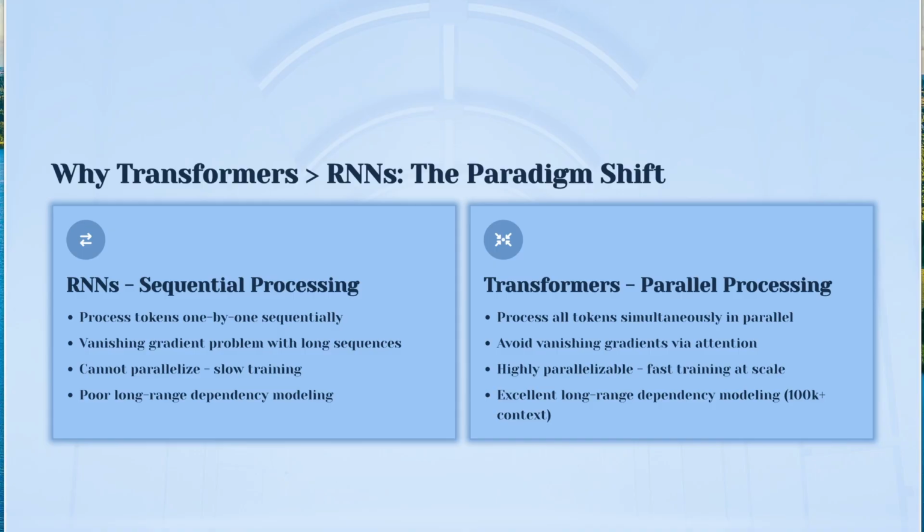Because computation is highly parallelizable, transformers train much faster at scale, especially on GPUs and TPUs. And most importantly, self-attention allows transformers to model long-range dependencies extremely well, even across tens of thousands or more tokens in modern systems. This shift from sequential recurrence to parallel attention is the core reason transformers replaced RNNs and became the foundation for today's large language models.